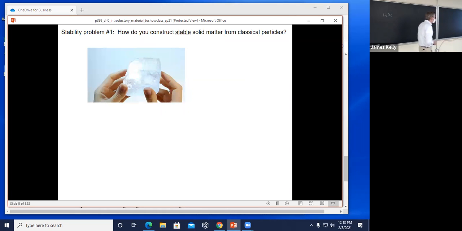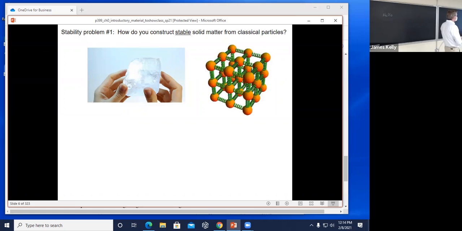Okay, so here's a chunk of something, maybe salt, some crystal. How do you construct stable solid matter from classical particles? In other words, I want to put some particles, and we're going to imagine they're point particles, adjacent to each other, and they're going to have forces between them to keep them from getting too close together and too far apart. We want to make a crystal out of it, at least in the simplest case, and that would be a model of what solid matter is. So how do we make something like this?